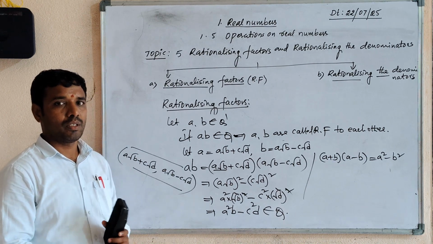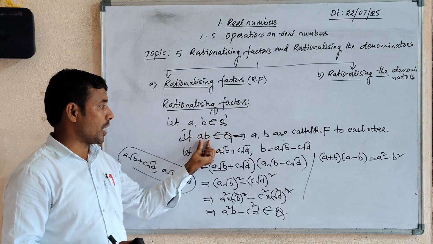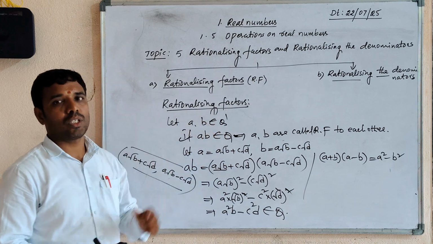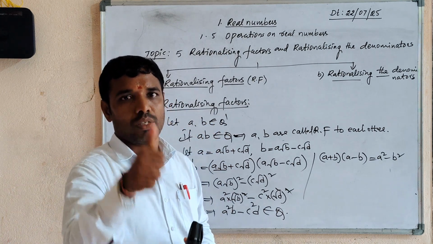Simple reason: we took two irrationals. Their product should be rational. Then the two irrationals are called rationalizing factors to each other.